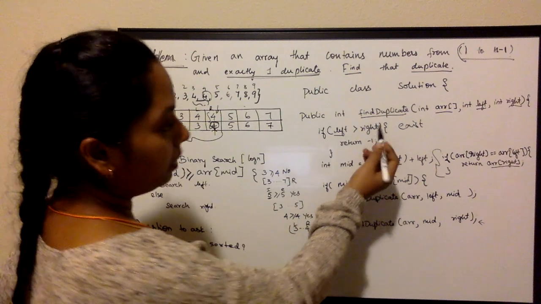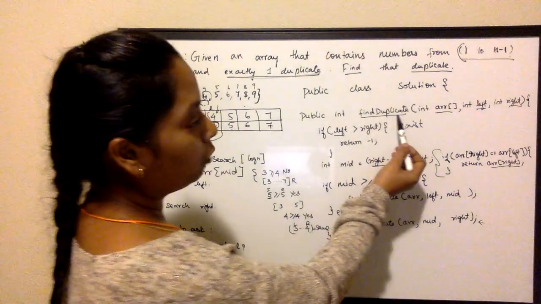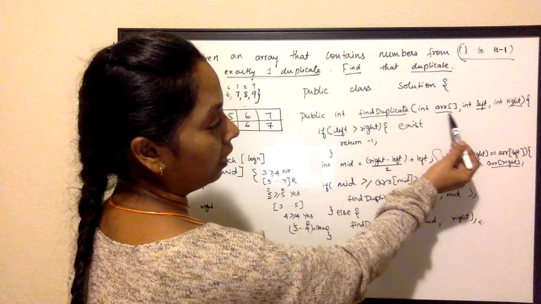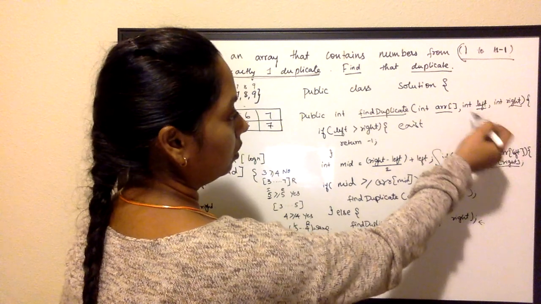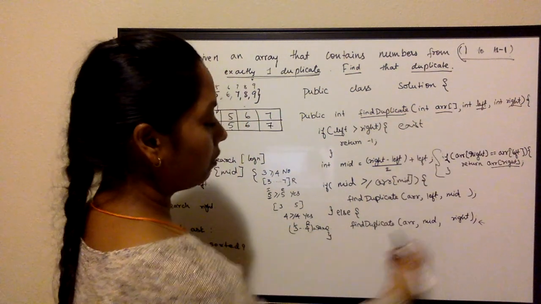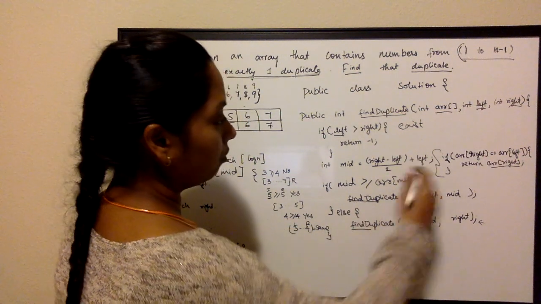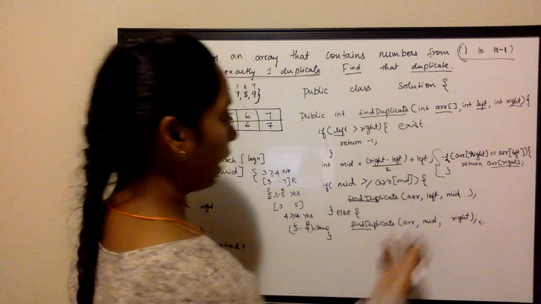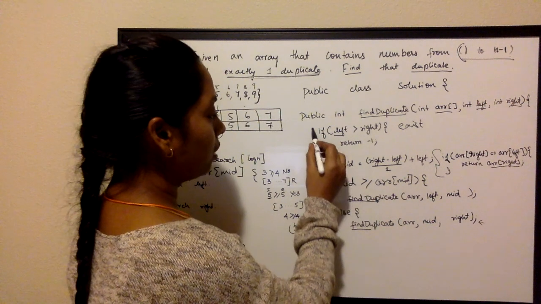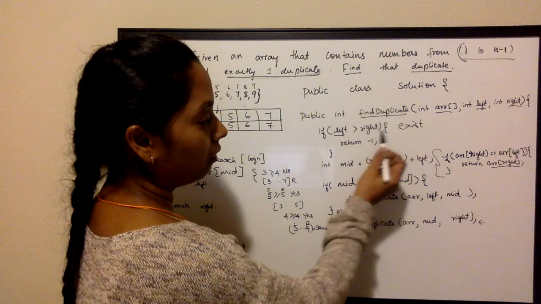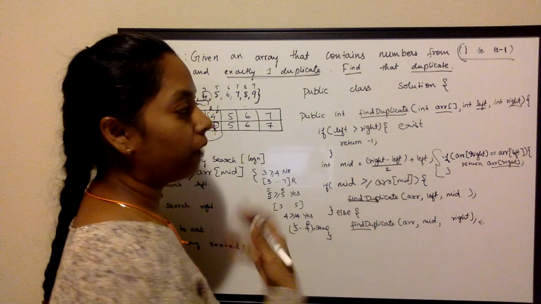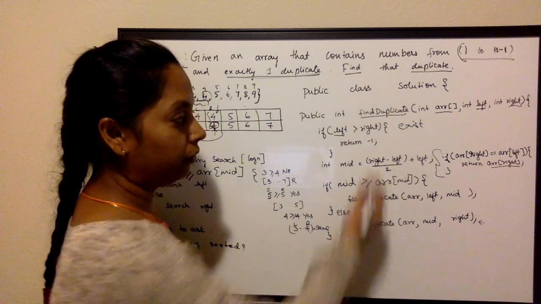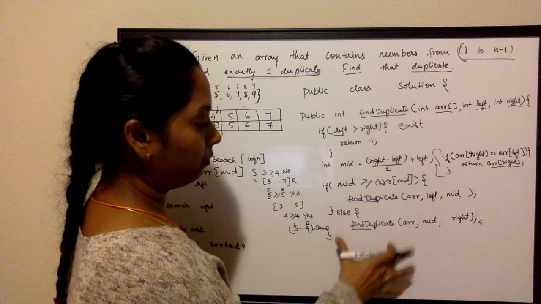Having implemented a method, findDuplicate, I'm taking an array input, left and right. This is a recursive function, and each time left and right are calculated. This is just an exit condition: if left is greater than right, return minus 1, meaning we have not found any duplicate. We are just exiting from this function.